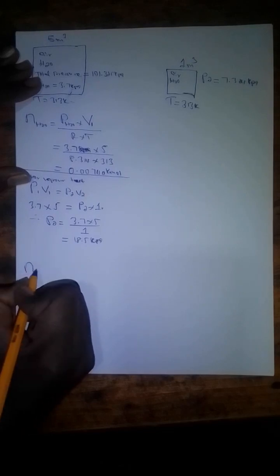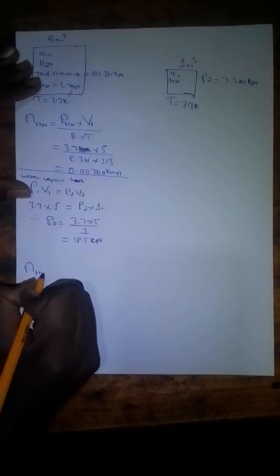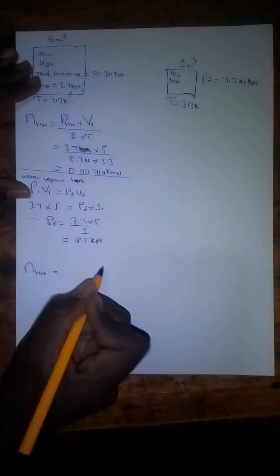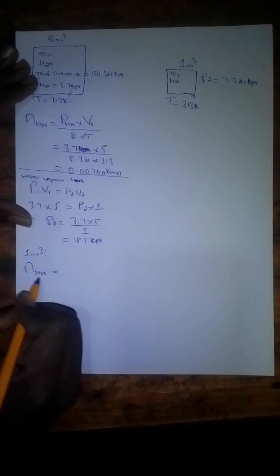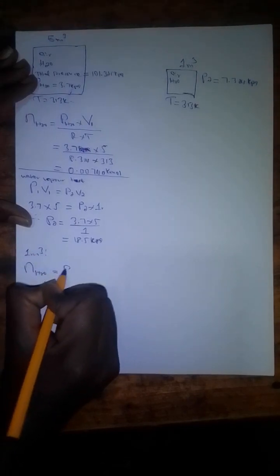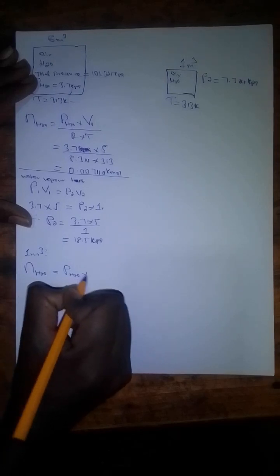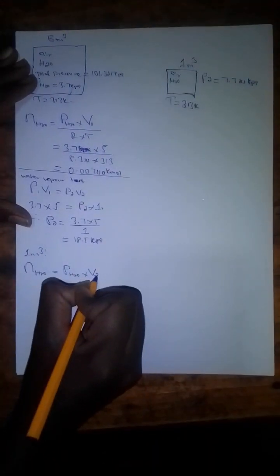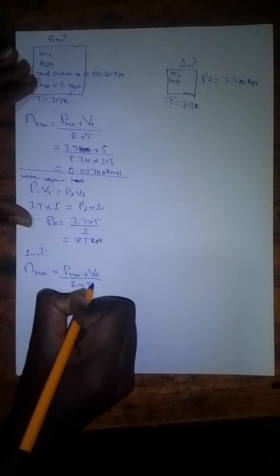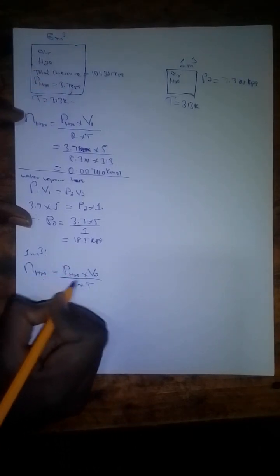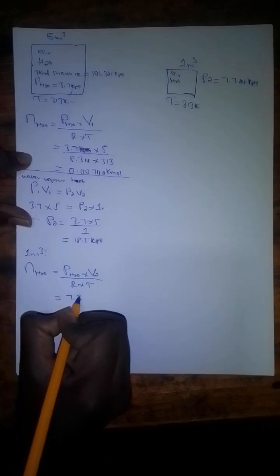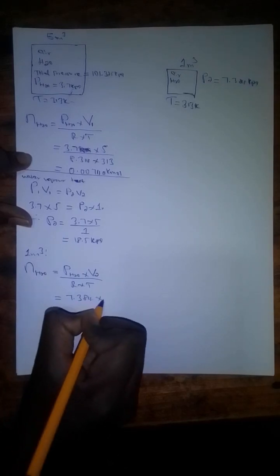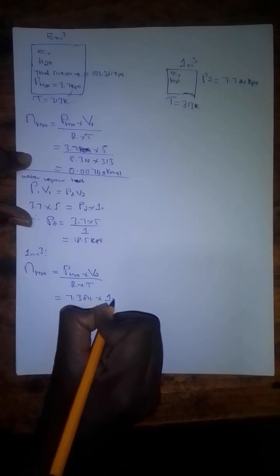We can just say number of moles of H2O is equal to, let me just say here that 1 meter cubed, number of moles of H2O is equal to pressure of H2O multiplied by, this time we are using V2, all over R multiplied by T, which is equal to, what is the partial pressure of water in V2? We already established that it's actually the vapor pressure. So it becomes 7.384 multiplied by our V2, which is 1 meter cubed.